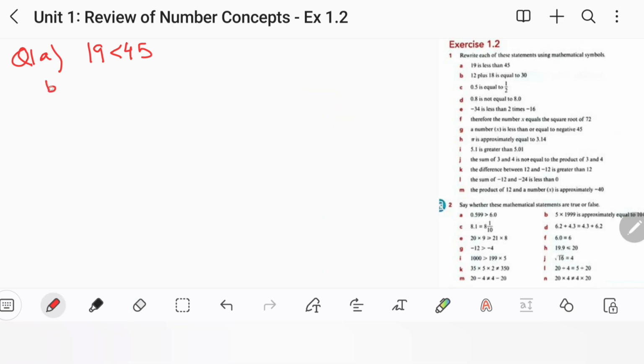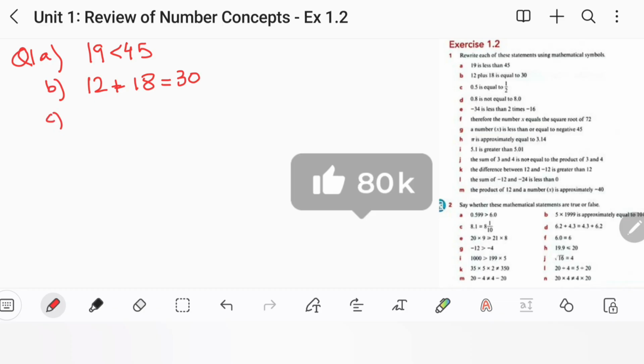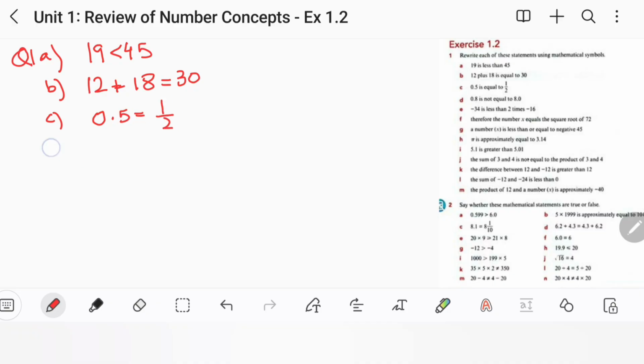Okay, in part B they are saying that 12 plus 18 is equal to 30. So this is a kind of equation. So 12 plus 18 equals 30. Then in C they are saying that 0.5 equals 1 upon 2. We know that both of them represent a half. These are super easy. And then they are saying that 0.8 is not equal to 8.0. So 0.8, and for not equal you will first put the equal to sign and then cut it, not equal to 8.0.